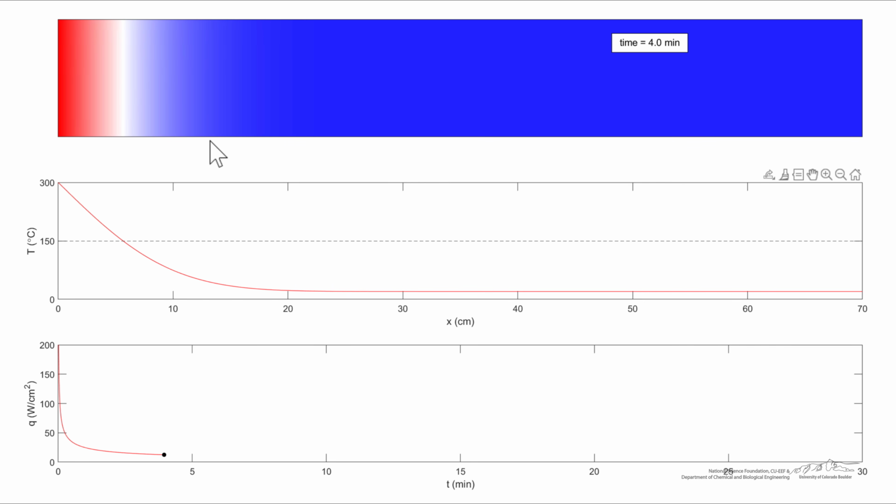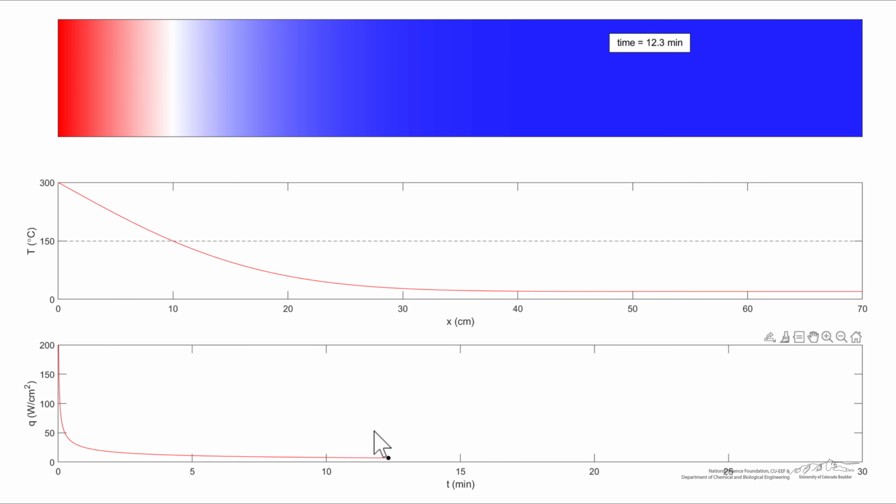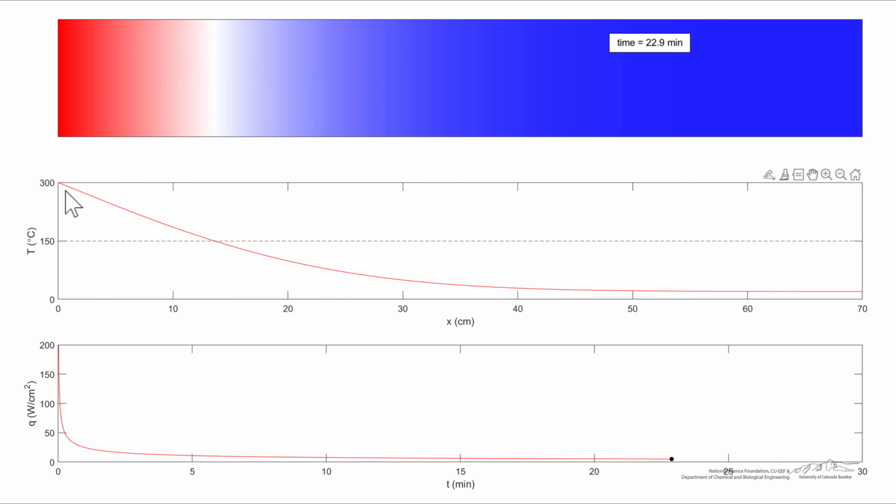So watching the simulation, this white value represents a temperature of 150 degrees, red represents temperatures higher than that, blue temperatures lower, and we see this asymptotic decay in the flux as time progresses. And this flux I'm showing is the flux at the surface. So one thing to pay attention to is the temperature gradient, how that relates to the flux.